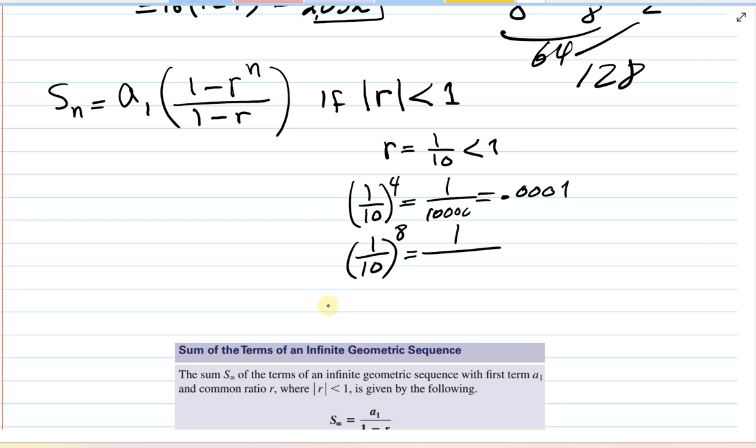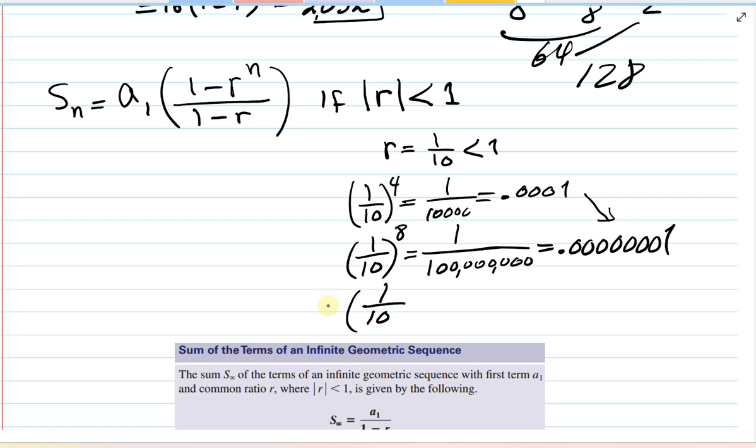Isn't that 1 over... I have 8 zeros now, correct? That's 6, 7, 8. So that's going to be 1 over 100 million. 10, 100, 1,000, 10,000, 100,000, million, 10 million, 100 million. Look at how small that number is.